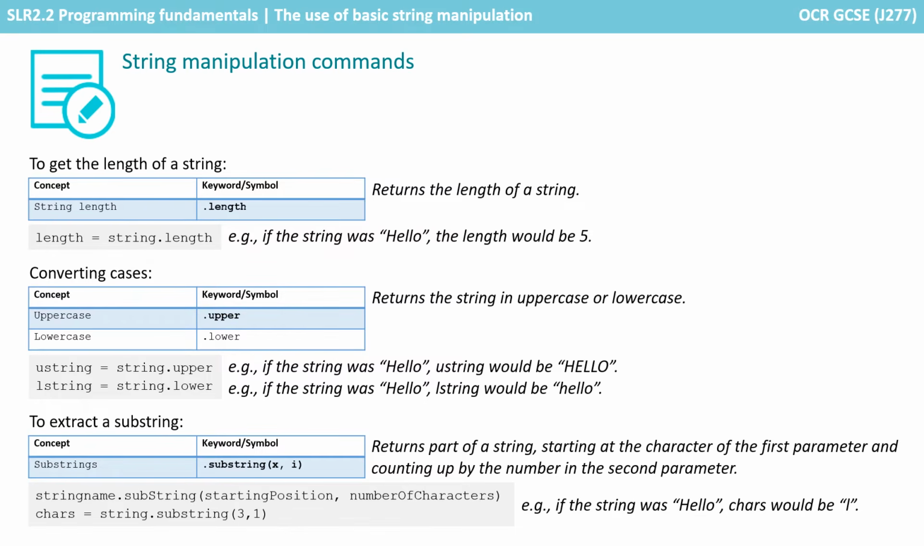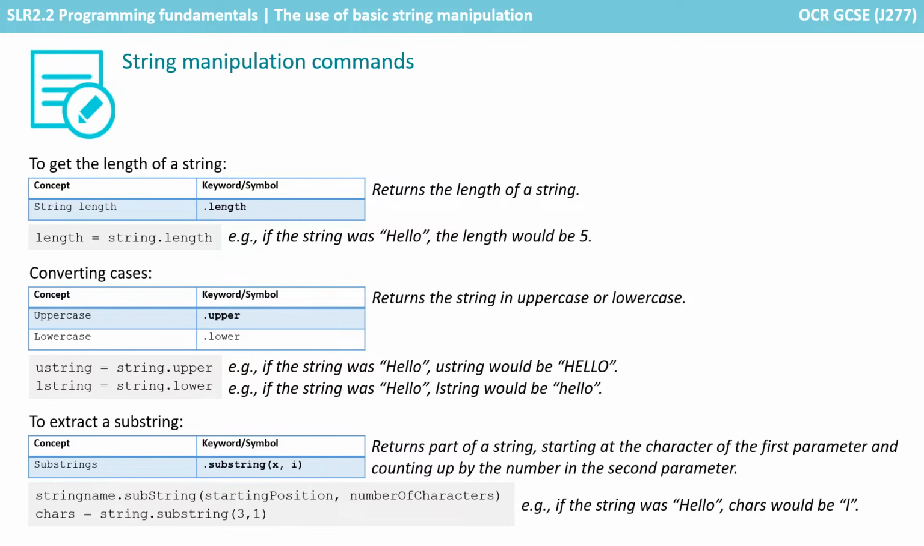So let's have a look at a range of string manipulation commands that you need to be aware of for the exam. Now the syntax being shown here is the one that you'll be presented with in the exam, so it's the one you should become familiar with. It might not exactly match the one that you're using in your language. So the first is the string.length command, here .length, and it returns the length of a string. So we'd say variable becomes equal to string.length, and if string was hello, then length would become 5.